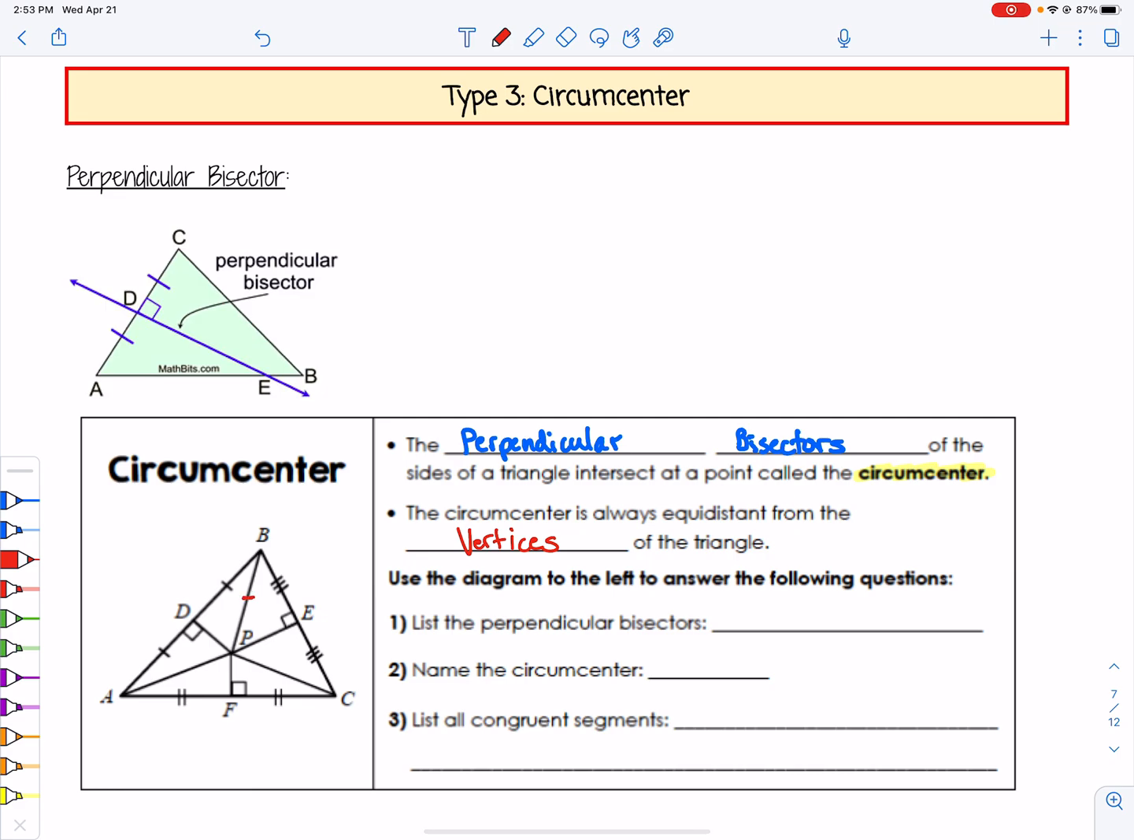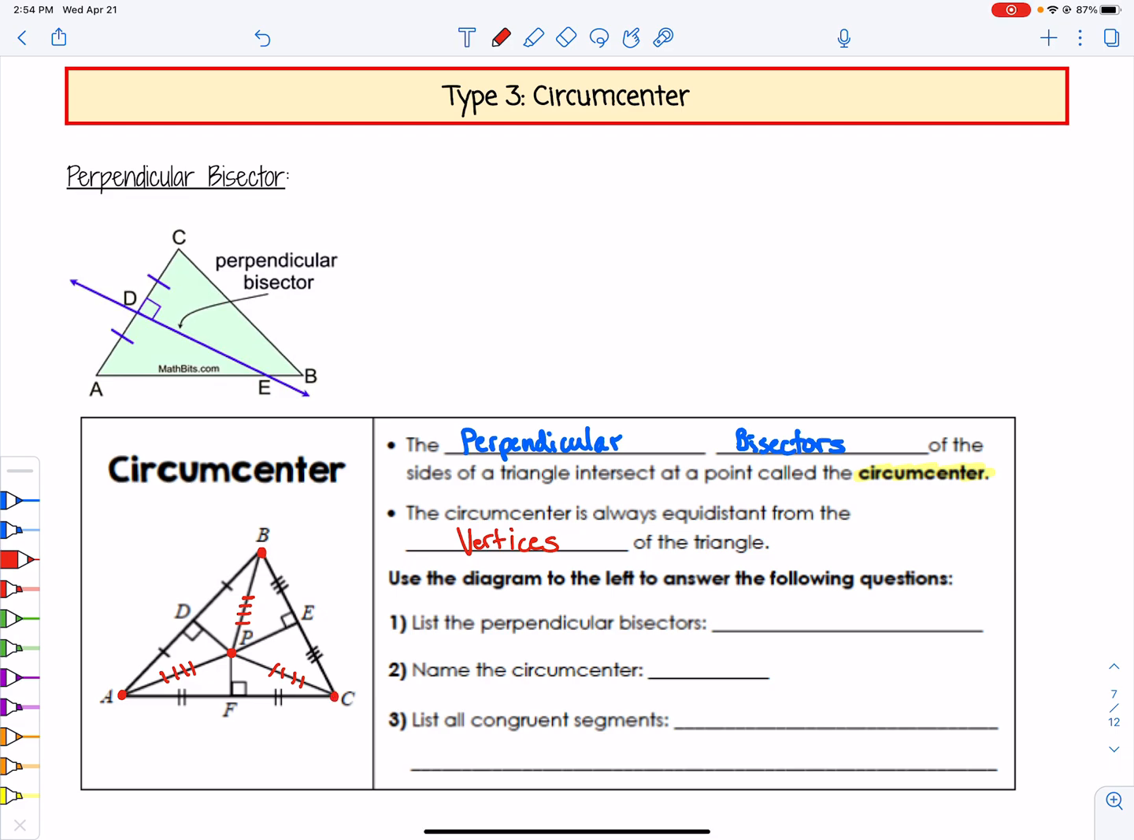So in other words, we have BP, CP, and AP. The circumcenter is equidistant from those vertices. So if A to the circumcenter P is congruent to BP, which is also congruent to CP.